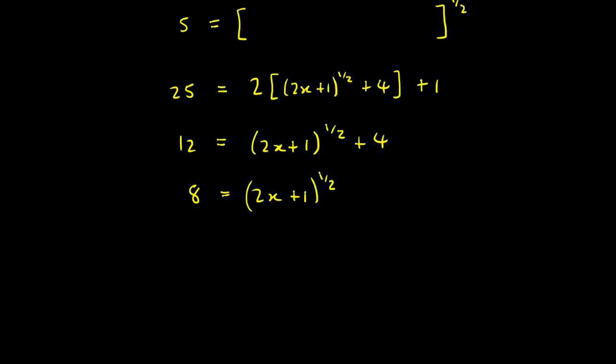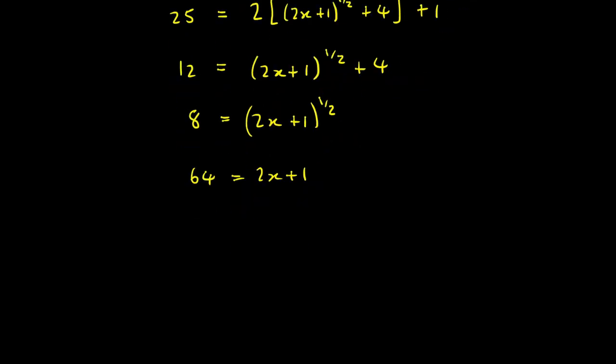We can then square both sides, which will give us 64 is equal to 2x plus 1. So 2x will be equal to 63. So x will be equal to 63 upon 2. And I'm just going to check the mark scheme, see if that is correct. Yeah, 63 upon 2, which is 31.5.